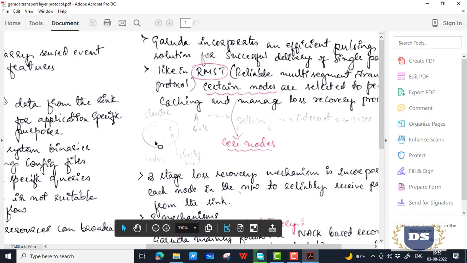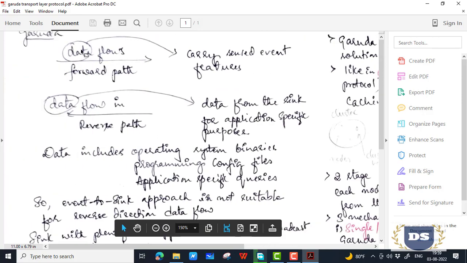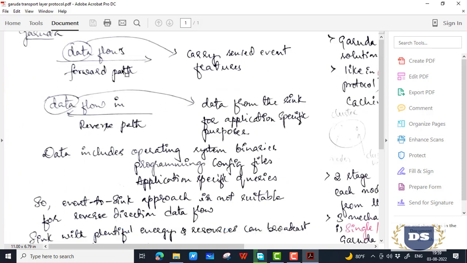This sort of data movement that happens from the nodes to the sink is called forward data movement. When the data flows from nodes to the sink, we call it forward path data movement, and this data carries the sensed event in the environment or features of the environment.